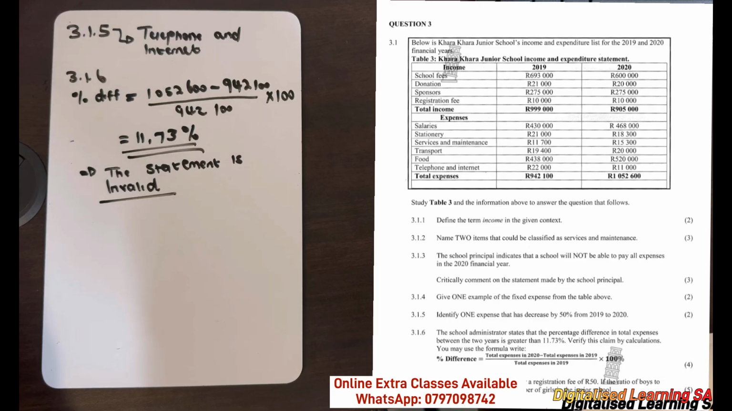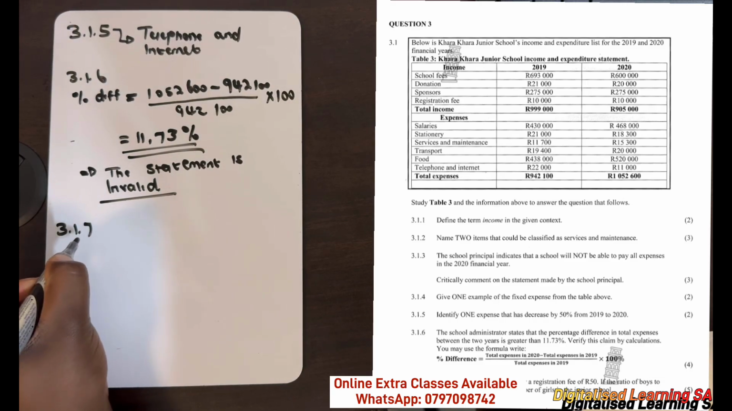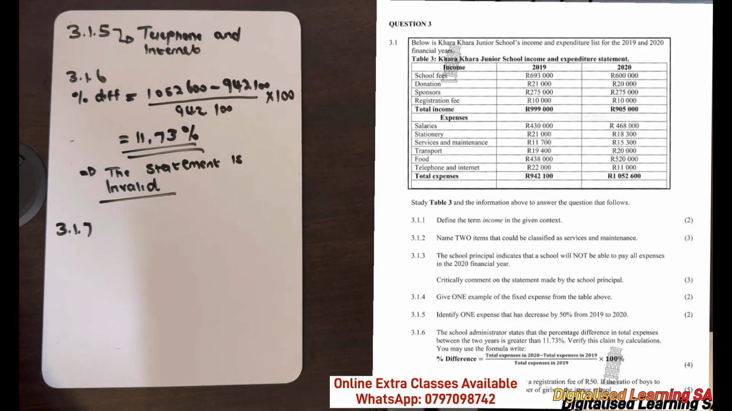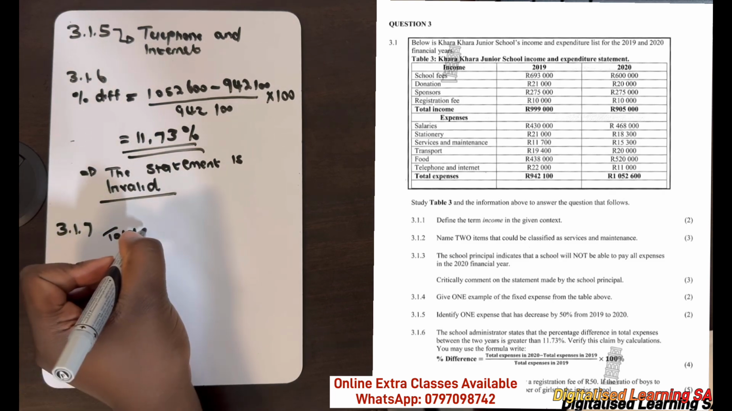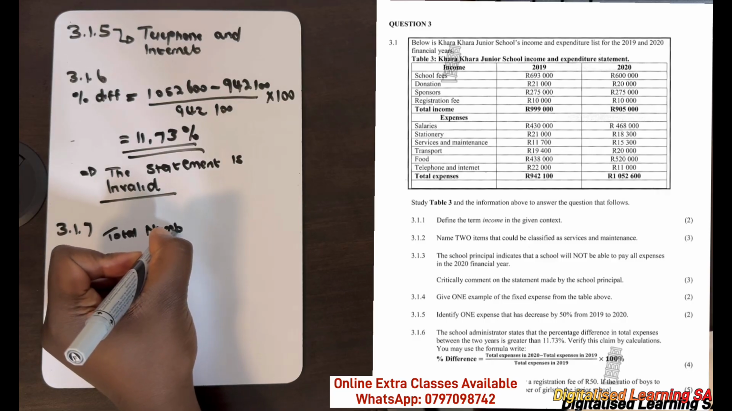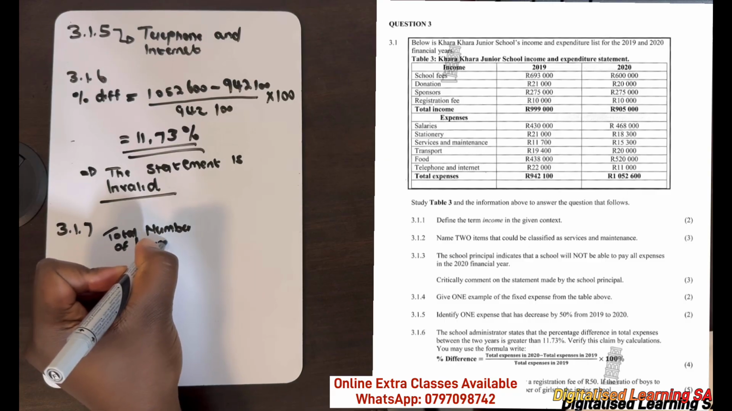Okay, so now let's move to question 3.1.7. Question 3.1.7 says that the school charges each learner a registration fee of 50 Rand. If the ratio of boys to girls is 2:3, determine the number of girls in the junior school. So first we need to calculate the total number of learners, both boys and girls.